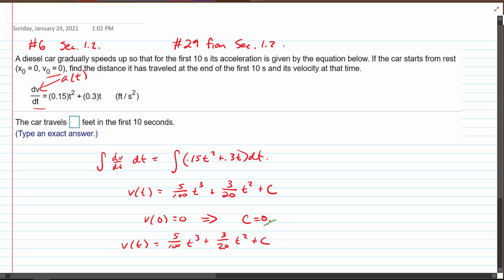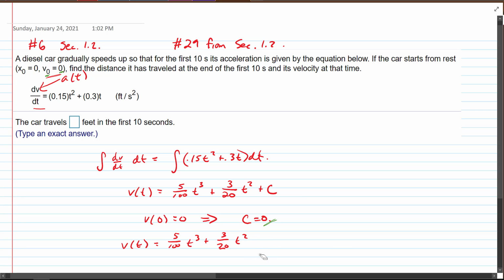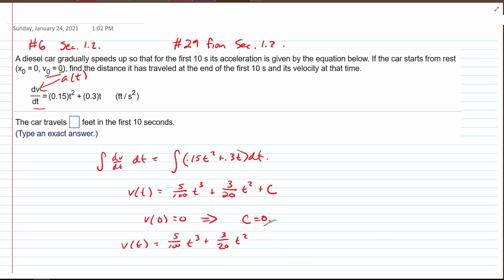Folks, I encourage you not to become complacent. A lot of times our initial condition is when time is 0, it outputs a 0, and that oftentimes makes a polynomial's constant come out to be 0. Just be careful with that, because that won't always be the case, and sometimes you'll actually have to be solving for those constants, so don't get complacent there. But in this case, this constant is just 0, and there's no need to write it out. So we've now got our velocity function here.